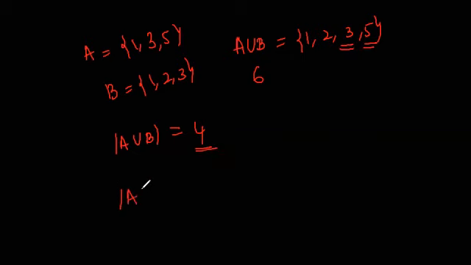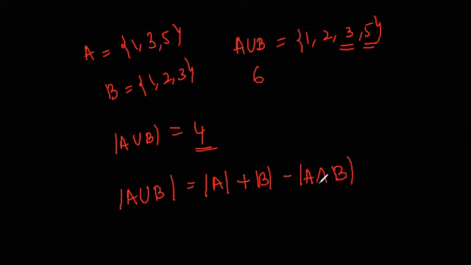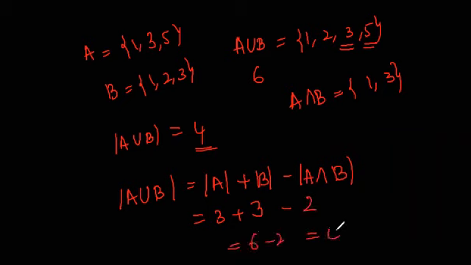The same thing can be shown by a formula: cardinality of A union B is written as cardinality of A plus cardinality of B minus whatever is being repeated twice, we have to remove it once. So from here, we have to remove A intersection B once. A intersection B was 1, 3. Cardinality of A is 3, cardinality of B is 3, minus the cardinality of A intersection B, which is 2. So 6 minus 2 gives us the result 4.